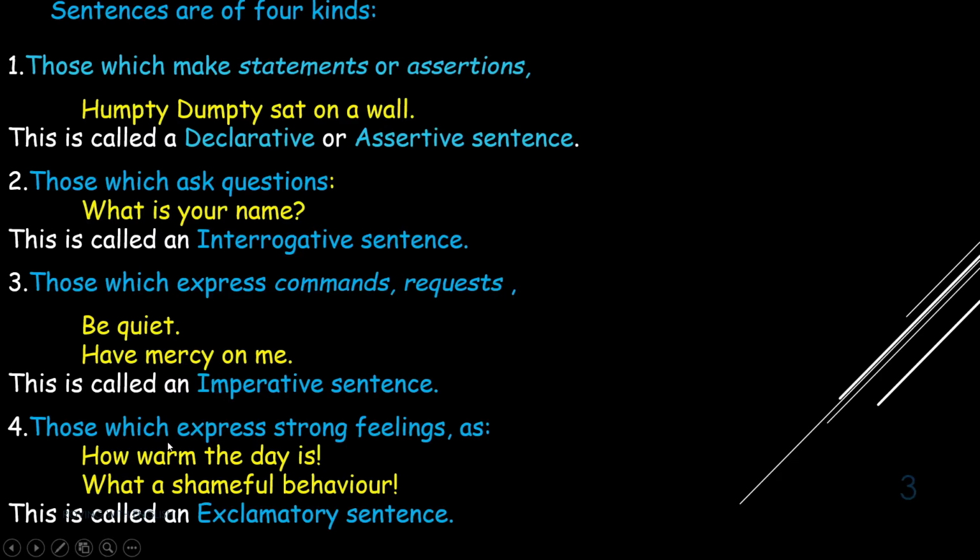Next type of sentence is used to express strong feelings, like how warm the day is, what a shameful behavior. And this is called an exclamatory sentence. An exclamatory sentence ends with an exclamation mark. This is an exclamation mark. And an interrogative sentence ends with a question mark.